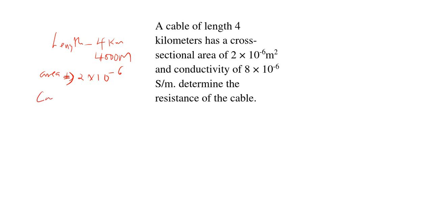And the other one is conductivity. Conductivity, we can abbreviate it as G. Area A, length L. Conductivity is 8 times 10 power negative 6, that is in Siemens per meter. Conductivity is measured in Siemens. So we have these three, and we are asked to determine the resistance.